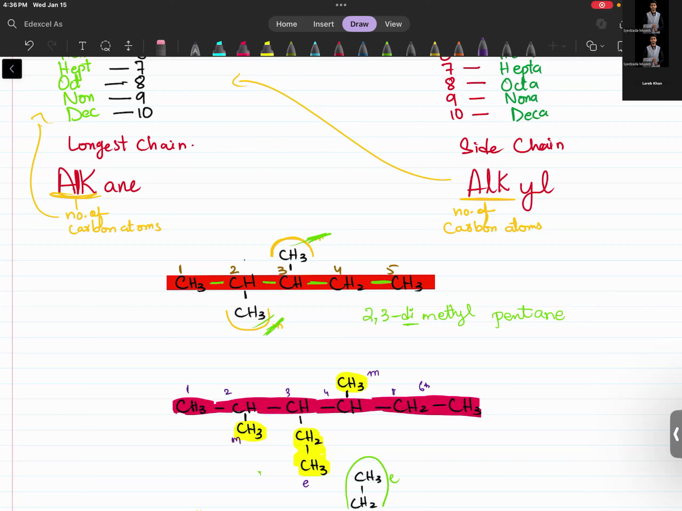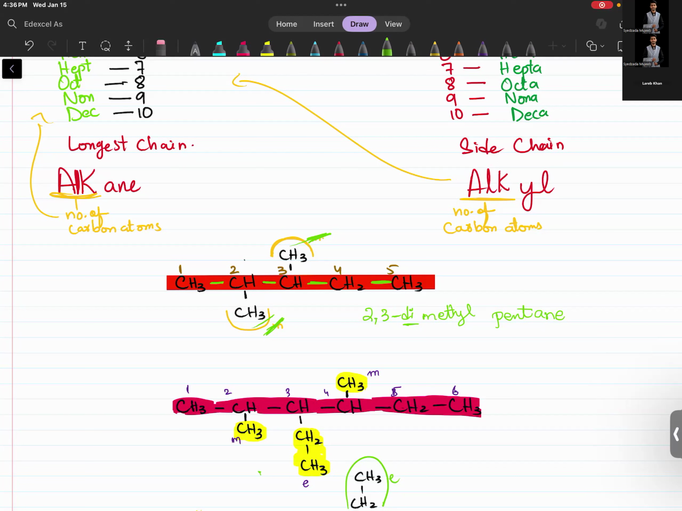Is it clear? Yes, sir. Okay. It's like the 5 for us, and this will be the 6 for us. Now let's start the discussion. At the very first, you need to name the side chains. So what's the name of the side chain? We have the two methyls and one ethyl.